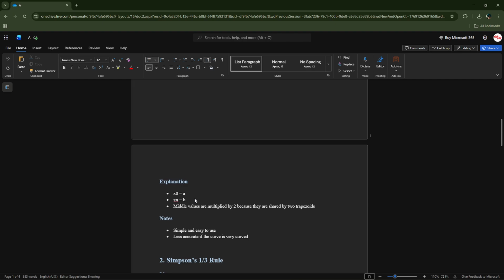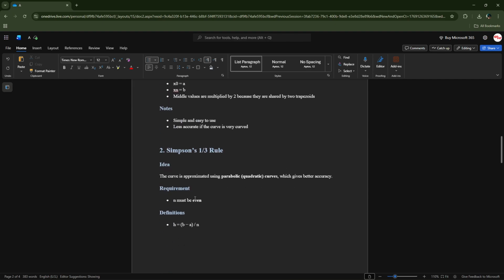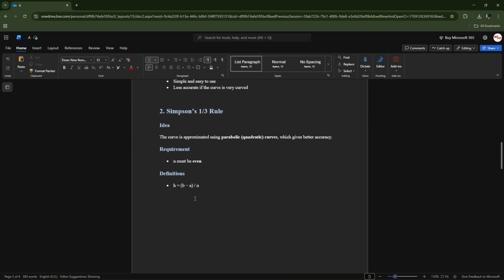Let's get to the next rule. It is Simpson's 1/3 rule. The idea is that this method improves accuracy by approximating the curve using parabolic shapes instead of straight lines. One important requirement is that n must be even.